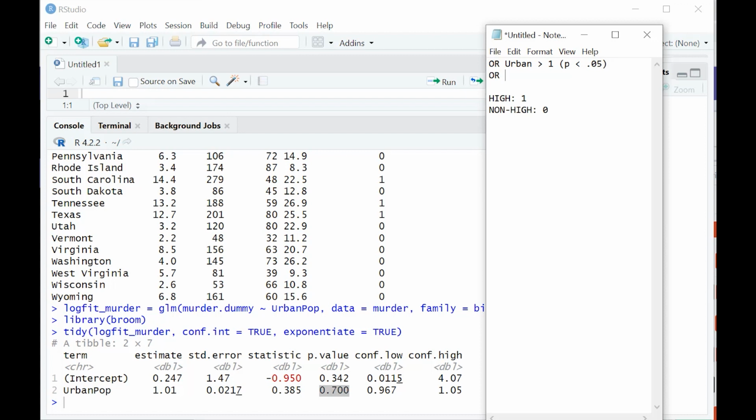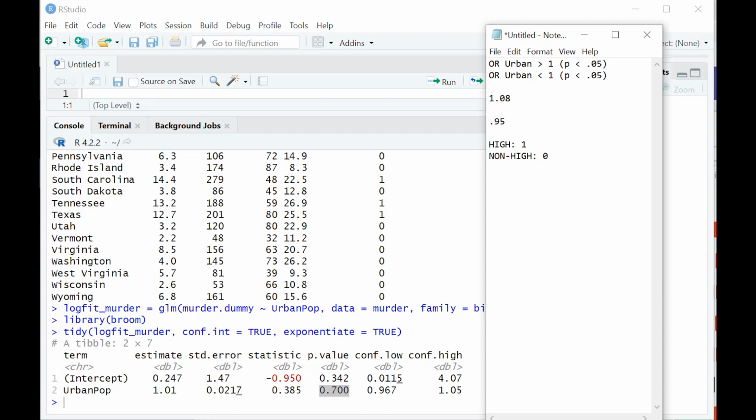If the odds ratio for urban was below 1 and it was also statistically significant, we would reach the opposite conclusion, that any increase in urban population would decrease the odds of a state being a high murder state. So let's work with a couple of examples. Let's say that these are examples for odds ratios, and they're both significant. All right, how do we interpret it?